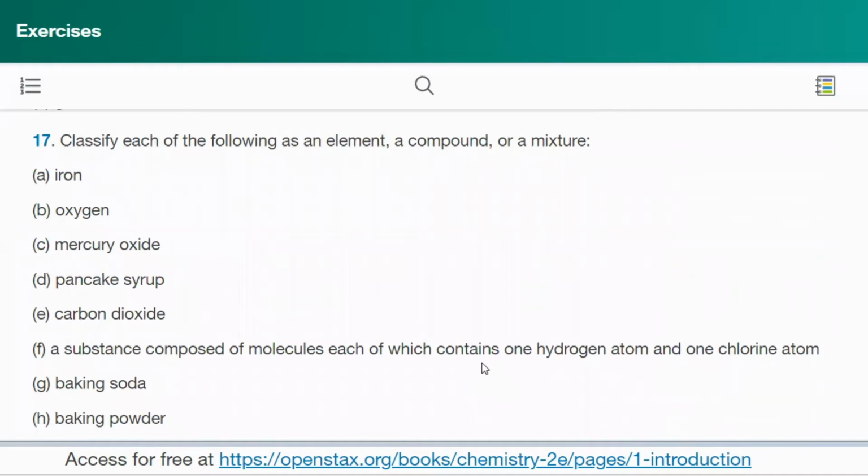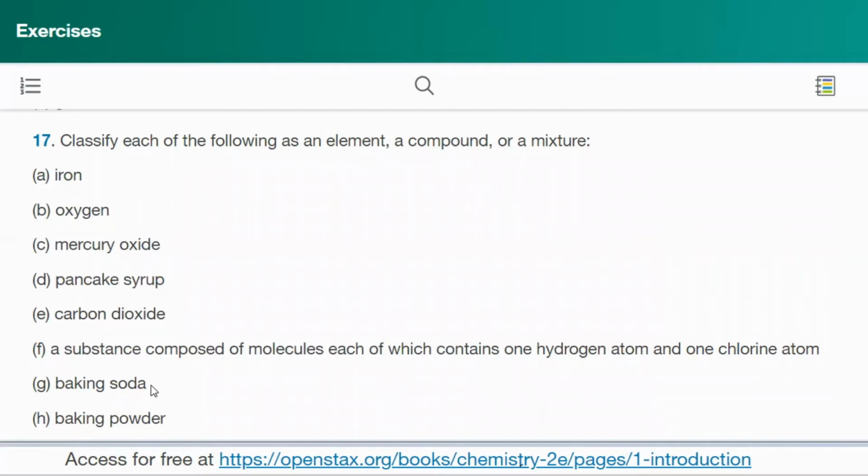Iron is an element. Oxygen is an element. Mercury oxide is a compound. Pancake syrup is a mixture. E, carbon dioxide is a compound. F, a substance composed of molecules, each of which contains one hydrogen atom and one chlorine atom. That's a compound. G, baking soda is a compound. H, baking powder is a mixture.